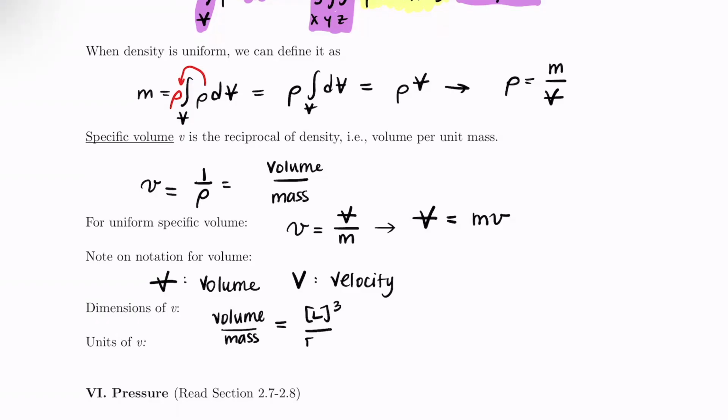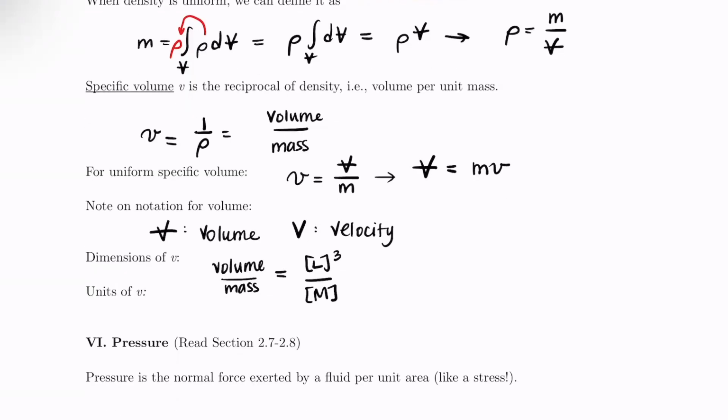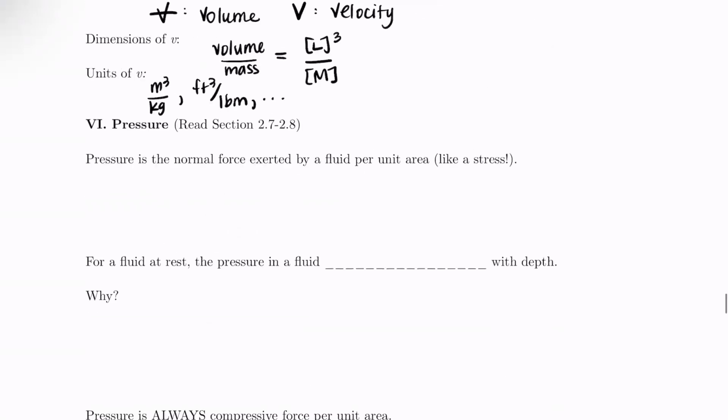And then mass is already a primary unit, right? So we keep mass down here. So that means that the units for specific volume are going to be things like meters cubed per kilogram or feet cubed per pound of mass, and so on and so forth. And so that's all I'm going to tell you guys at this point about specific volume. Make sense? Cool.